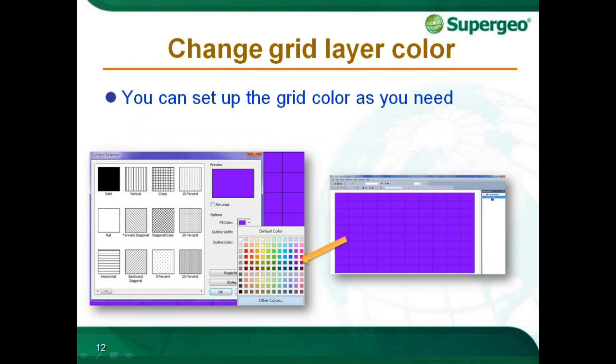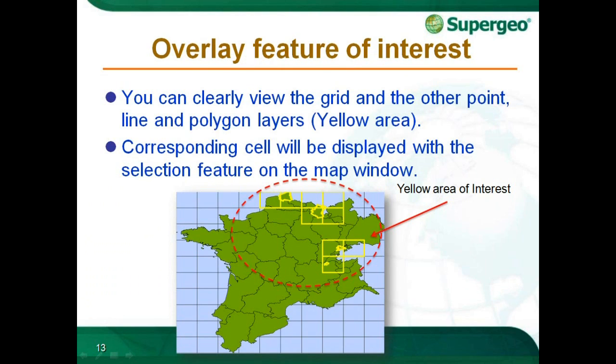By the way, after you create a grid layer, the color of the grid is chosen by the system randomly, so you can also set up the grid color as you need. Then you can clearly view the grid and the other point, line, and polygon layers. Please note the yellow area. The corresponding cell will display with the selected feature on the map window. Now we have the demo time to show you.